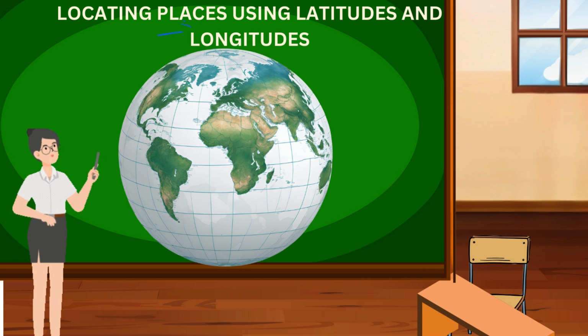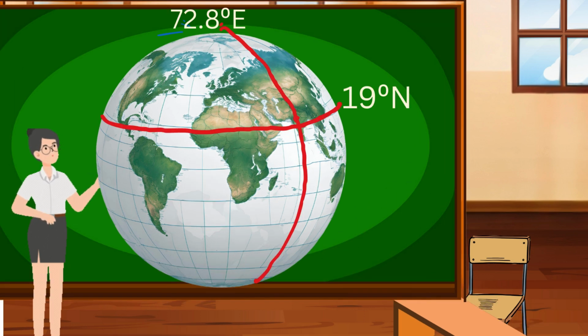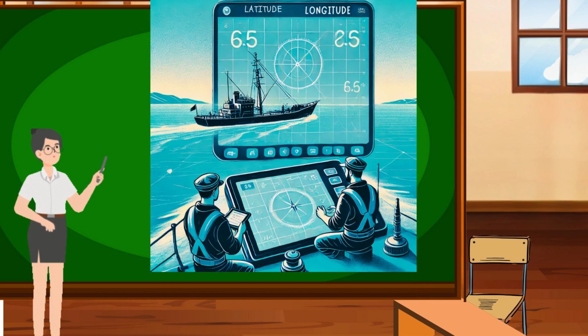Now, let's see how to locate a place using latitudes and longitudes. For example, what is the place at latitude 19 degrees north and longitude 72.8 degrees east? To find that, we have to check where the lines intersect. The place where the lines intersect is Mumbai, so this latitude and longitude represent Mumbai. Like this, we can assign longitude and latitude to any place on the Earth. Longitude and latitude are unique coordinates used to identify any location on Earth. Sailors and navigators use GPS with latitude and longitude to find accurate locations.